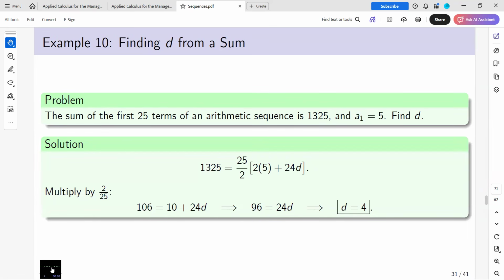This time the sum is known and the common difference is unknown. Substitute all known values into the arithmetic sum formula and solve the resulting linear equation. The formula works perfectly well in reverse. It has no preferred direction.